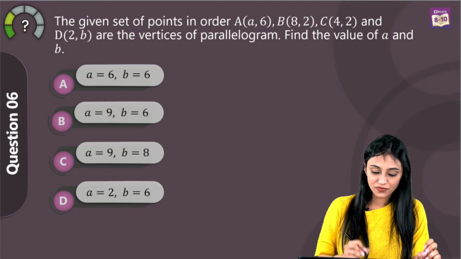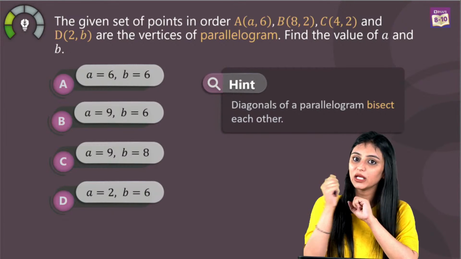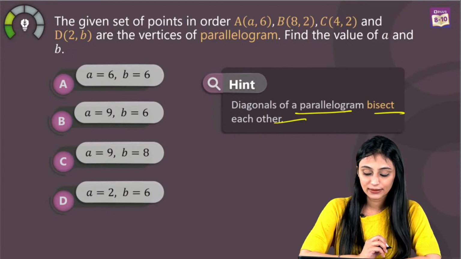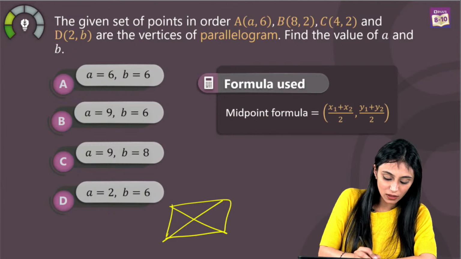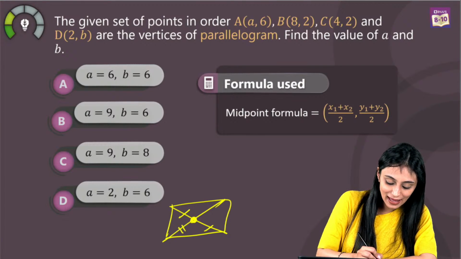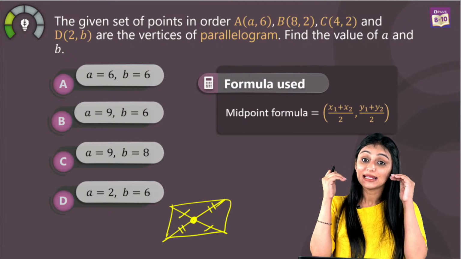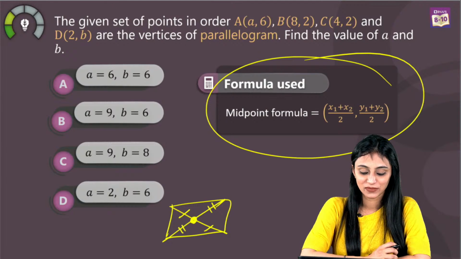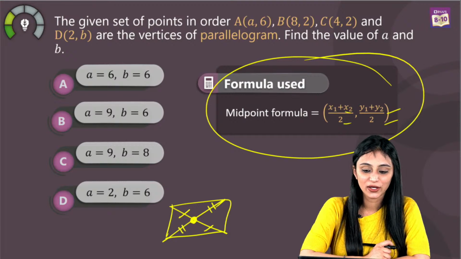What we can do here is, first of all, we'll be using the properties of a parallelogram to solve this. Quickly you would get the answer. Diagonals of a parallelogram bisect each other, right? We know this property. So this is my parallelogram, these are the diagonals. By bisecting, I mean that this is equal to this and this is equal to this, so they will have a common midpoint. That is why we'll be using the midpoint formula to solve this question: (x1 + x2)/2, (y1 + y2)/2.